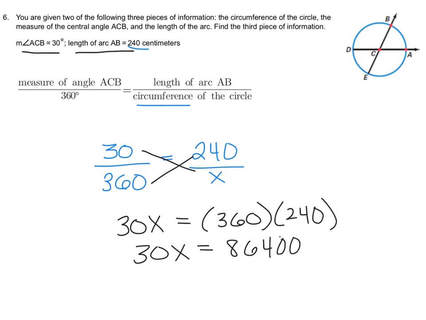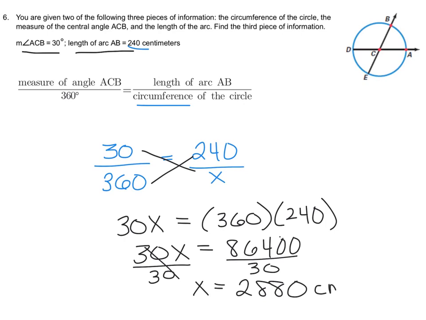Next, we'll isolate the x by dividing both sides by 30. And we get x equals 86,400 divided by 30, which is 2,880. That means that the circumference of the circle is 2,880 centimeters. And this is our final answer.